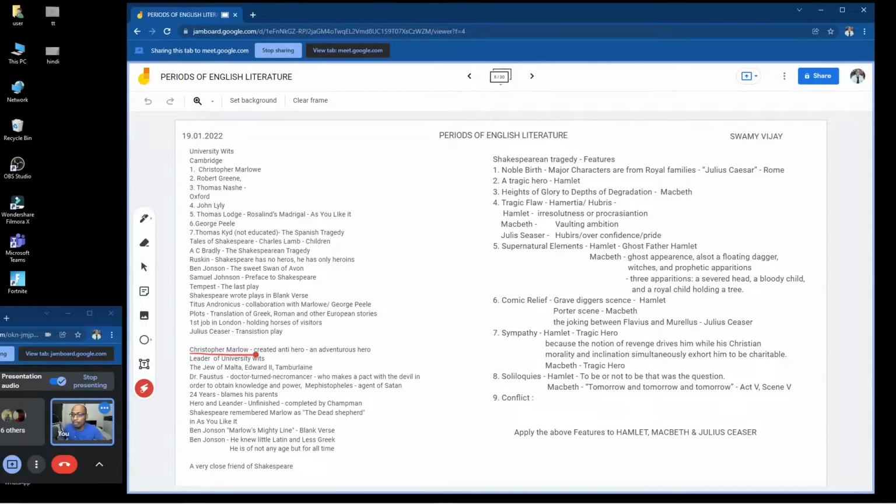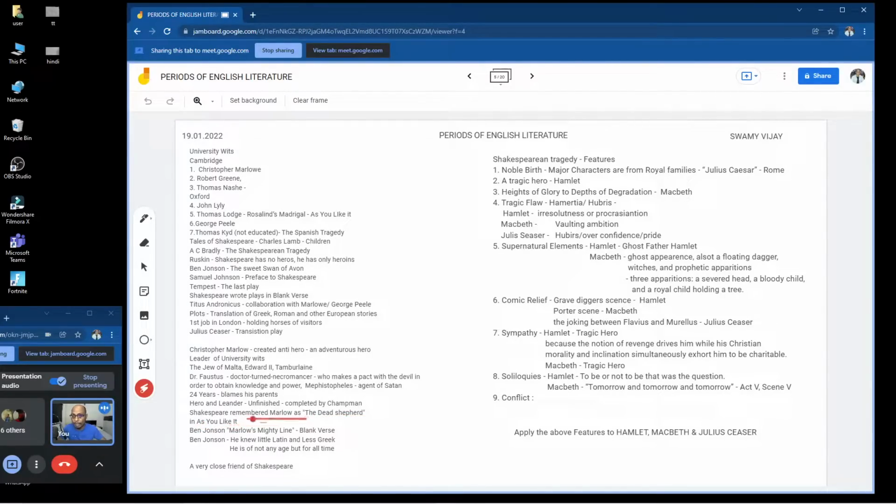is Christopher Marlowe. He created the anti-hero who is an adventurous hero, and Christopher Marlowe is considered the leader of the University Wits. He wrote a few plays: The Jew of Malta, Edward III, Tamburlaine, and Dr. Faustus, which is a famous work of Christopher Marlowe. And then Shakespeare remembered Marlowe as the dead shepherd in As You Like It.